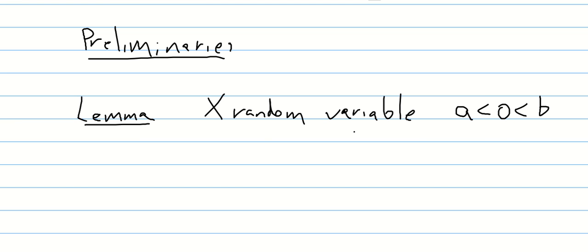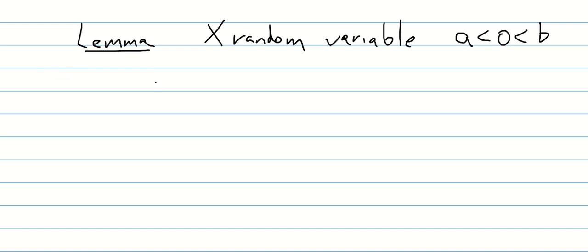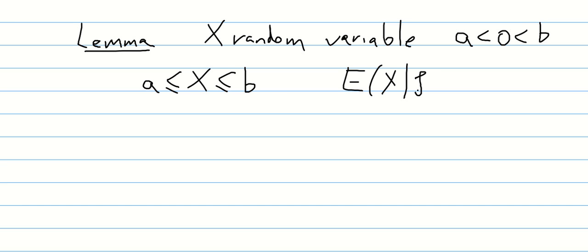So suppose that we have some random variable x, and suppose that you have two constants a and b, and that x is almost surely bounded by a and b. So x is in between, and the expectation of x given some sigma algebra f prime is 0.